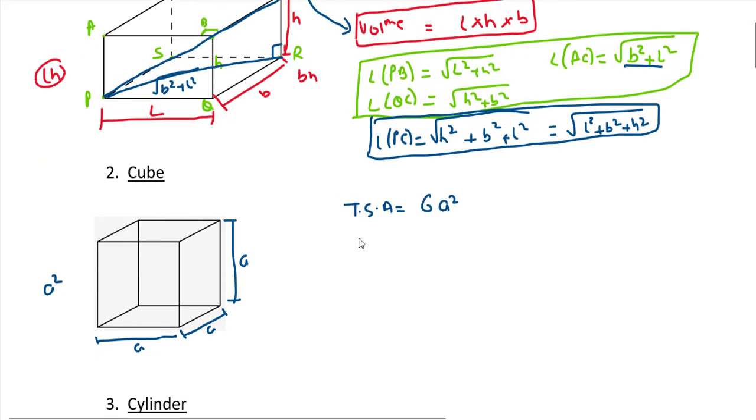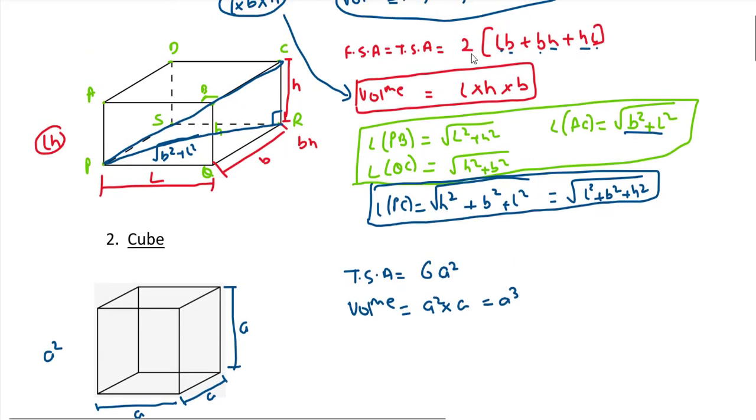Similarly, the volume of a cube will be given by, take any one of the areas, let's say the front area, anyway all the areas are same, so A square into the third dimension, which will be the width in this case, which is also A, so we will get A cube. So if we substitute L equal to B equal to H in the volume equation for cuboid, we will get A cube, which is the same.